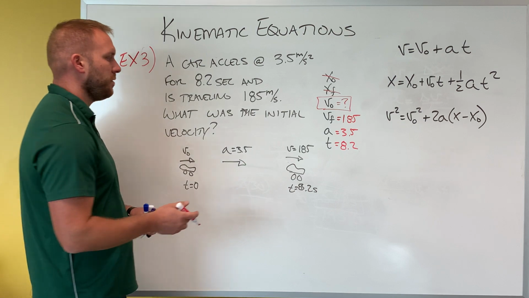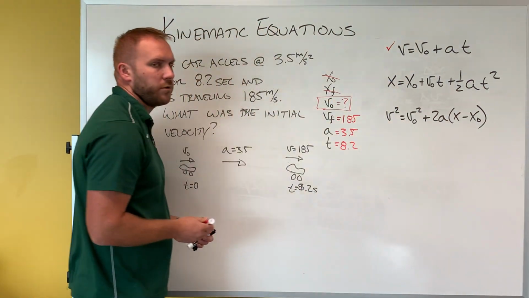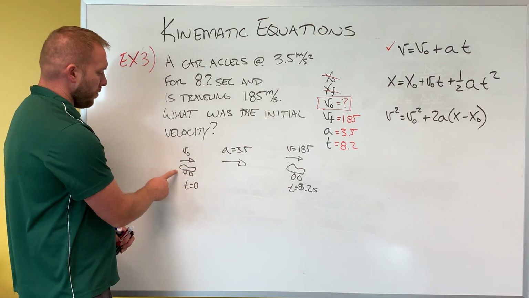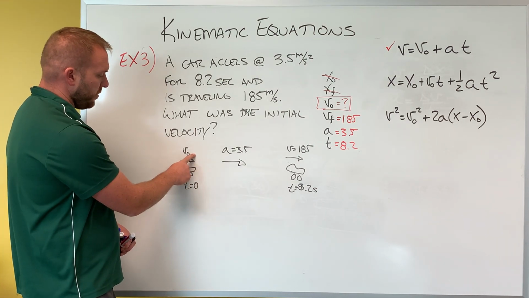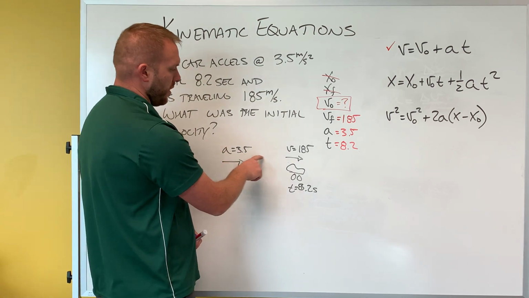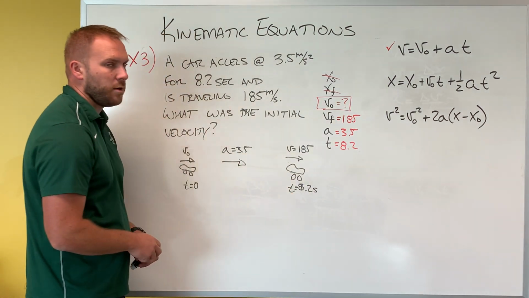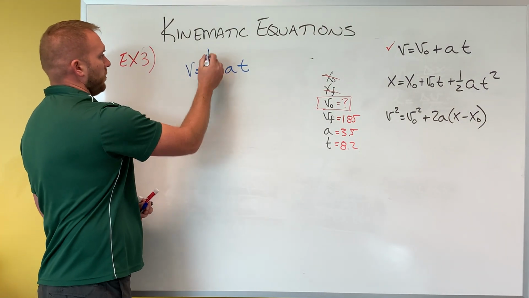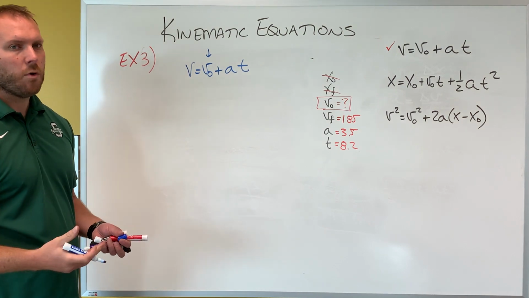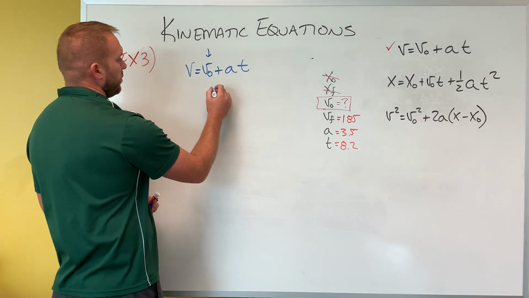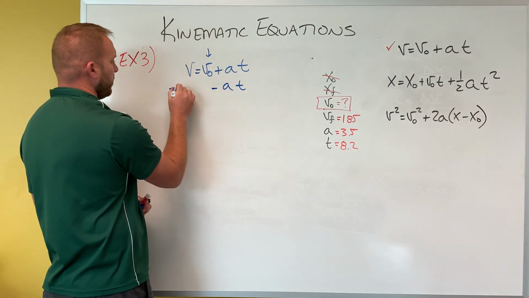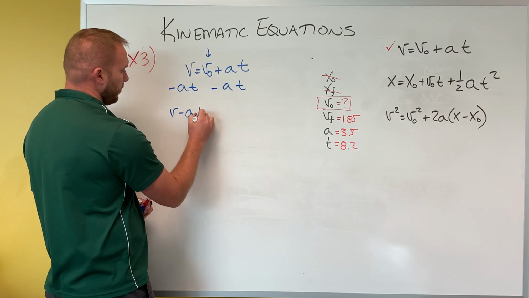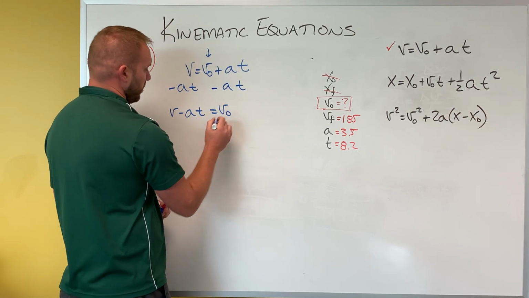So what I'm going to do is use this first equation in order to solve this problem. Here's an example of an image that I might draw just to help me. My initial velocity and time are both 0. I'm going to have an acceleration of 3.5, and I'm going to end at 185, 8.2 seconds later. With this problem, because I'm trying to solve for initial velocity, I'm going to work through my equation before I plug in any numbers. To do that, I'm simply going to subtract acceleration times time from both sides. That gives me final velocity minus acceleration times time equals my initial velocity.